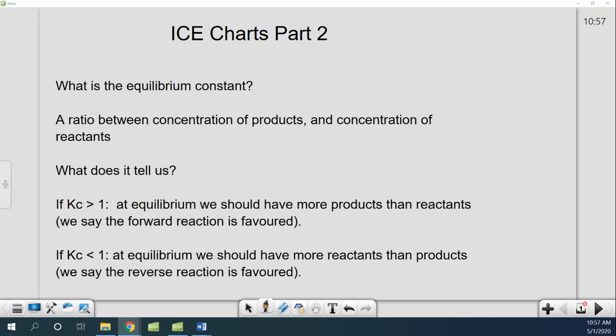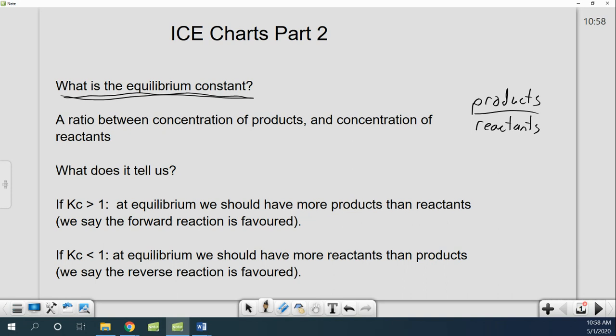What is the equilibrium constant? Like, what does it actually mean? What does the number tell us? If you were to just look at the K value, what's it mean? Well, because it's a ratio between the concentration of products and concentration of reactants, remember it's always products over reactants. What does it actually tell us because of this?